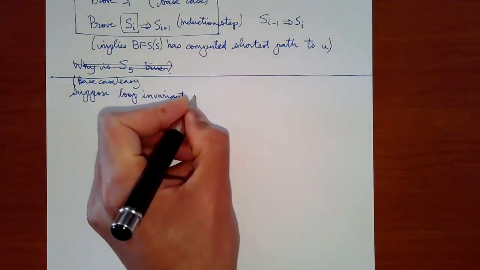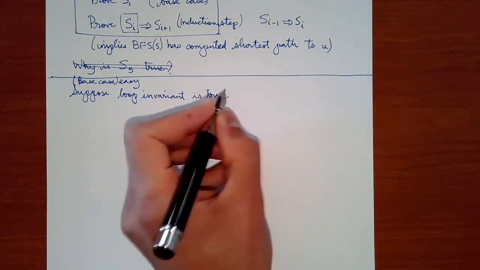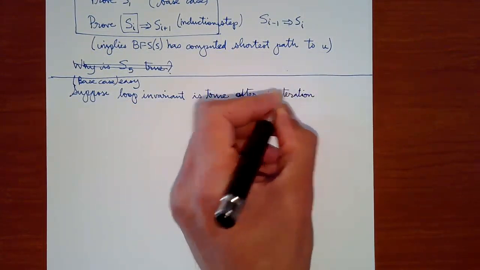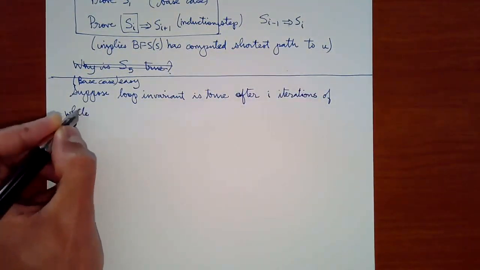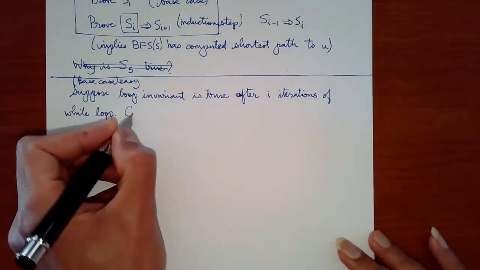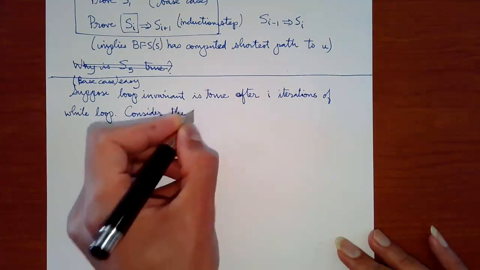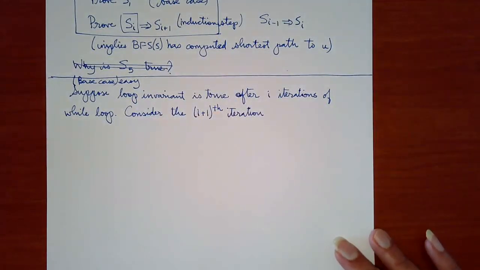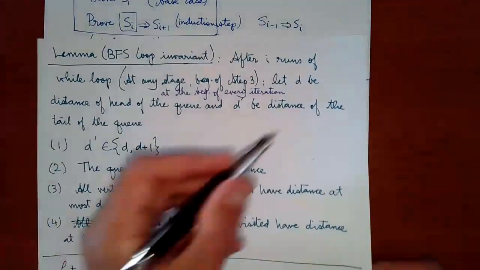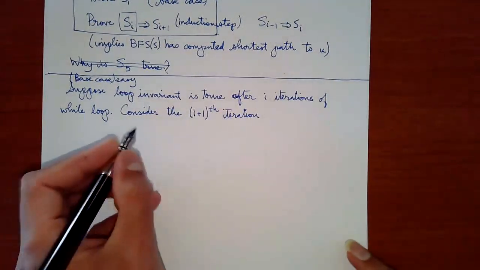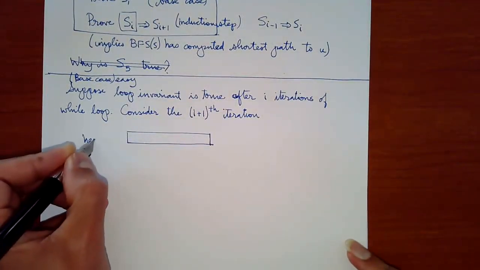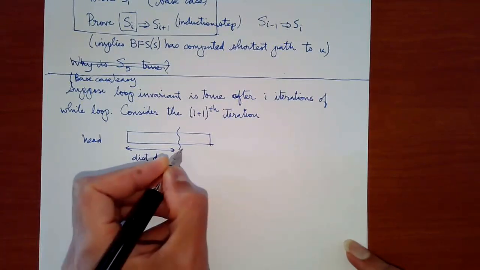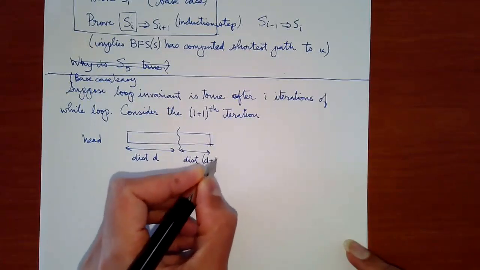So suppose the loop invariant is true after i iterations of the while loop. Now consider the i plus 1th iteration, and we'll use d just as before. This is what the queue looks like. Here is the head. There are some things at distance d and some things at distance d plus 1. This might be empty, right?